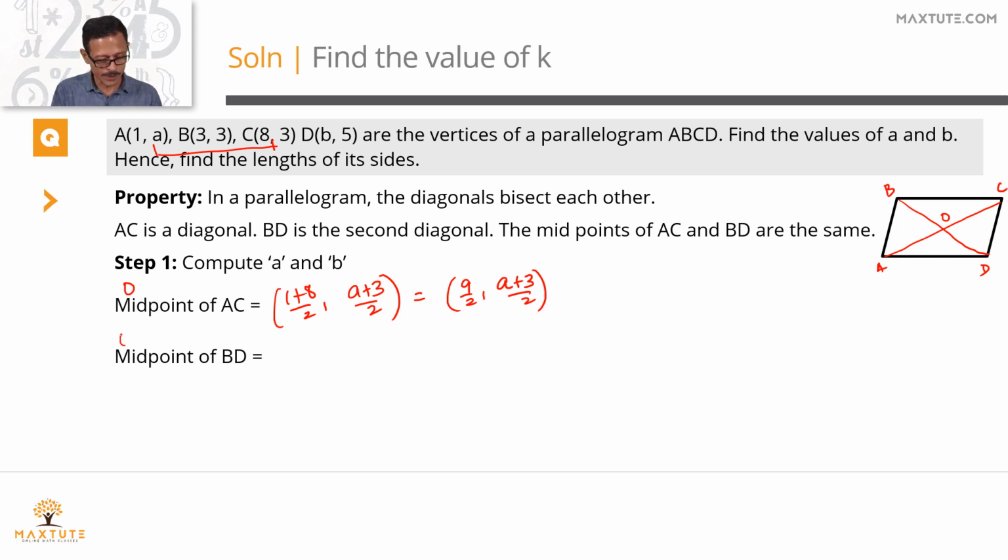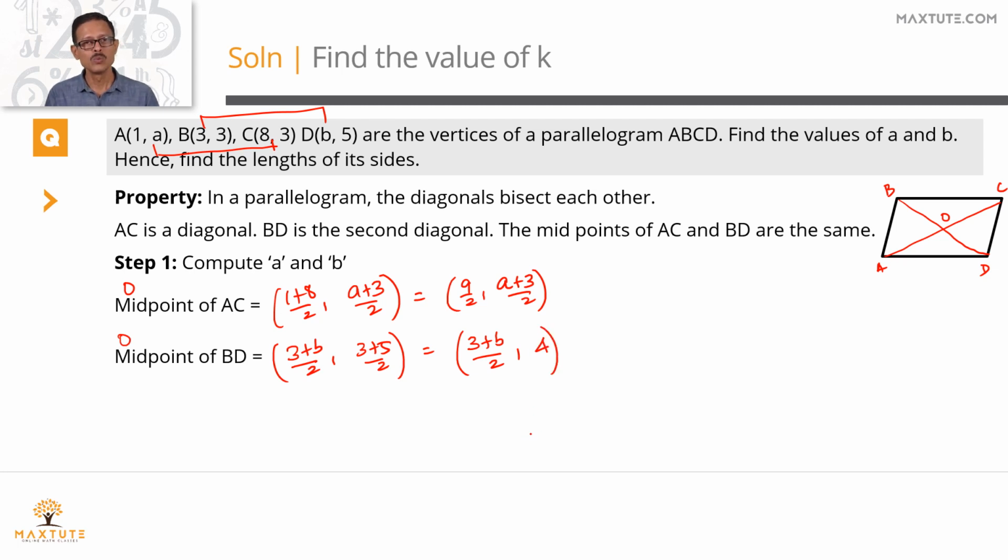Let's find out the coordinates of point O computed as the midpoint of BD. So these are the coordinates of interest to us. (x1 plus x2) by 2 is (3 plus b) by 2. (y1 plus y2) by 2 is (3 plus 5) by 2. So the x coordinate carries a variable, which is (3 plus b) by 2. The y coordinate is (3 plus 5), 8 by 2, which is equal to 4. O is going to be the same whether it's measured as the midpoint of AC or the midpoint of BD. So we can equate the x and y coordinates. Let's start by equating the x coordinate.